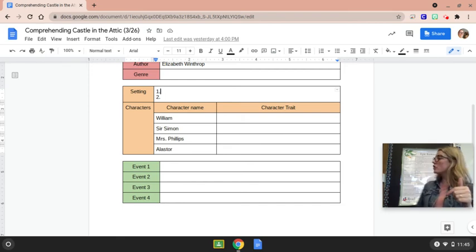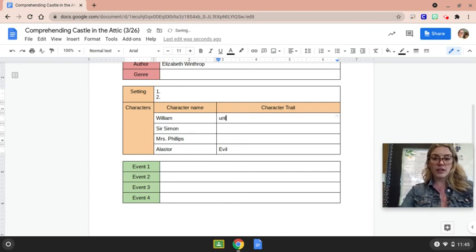For characters, you're gonna think about each of the characters: William, Sir Simon, Mrs. Phillips, and Alistair. These are our main characters. And I want you to give me a character trait for each of them. Remember, character traits are adjectives we use to describe characters. So for example, I might say that Alistair is evil, okay? Or that William, he's beginning to be brave. At the beginning of the book, he's kind of shy and tends to lie, untruthful. So maybe we can say untruthful and shy at first.